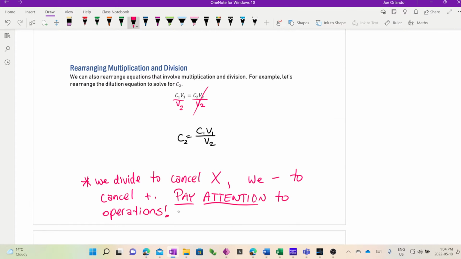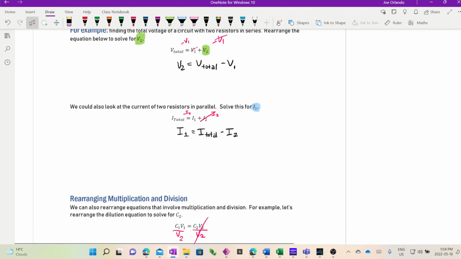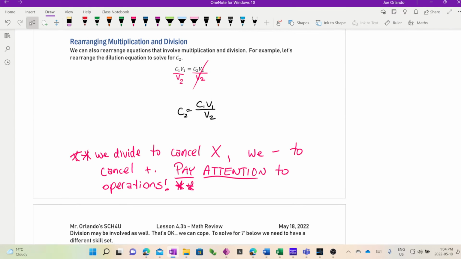Pay attention to operations. All right? You can't just be like, oh, there's a number that I don't want. I'm going to subtract it. Oh, I'll put it on the other side, but make it negative. You have to actually pay attention to operations. It's important. The reason we divided here is because dividing is the opposite of multiplying. The reason we subtracted there is that subtraction is the opposite of addition.